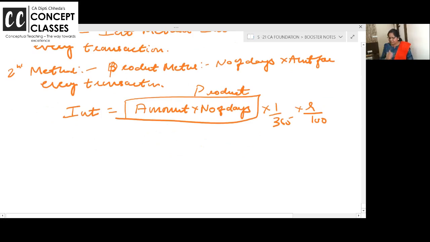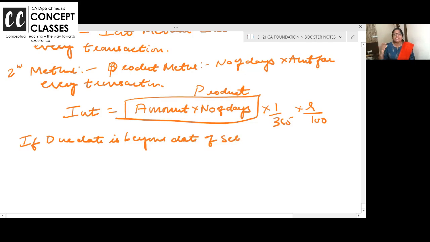And in product and interest method, if due date is beyond date of settlement, we are settling on 30 June, but this due date is 8th August.